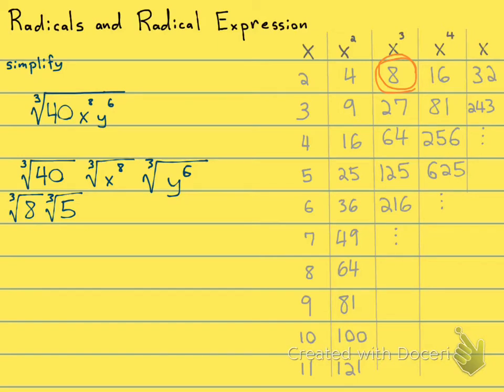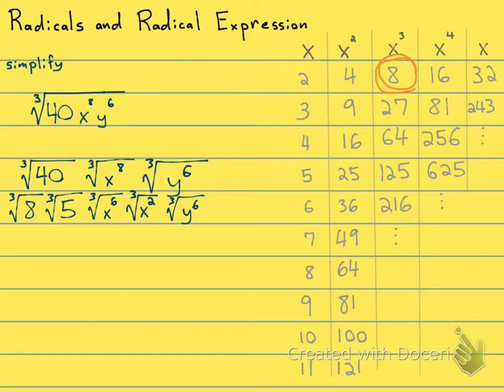All right, and now I'm looking for groups of 3. So x to the 8th, that's not groups of 3, but x to the 6th is. So there's x to the 6th, that's 2 groups of 3. And then what else? 6 and what give me 8? 2. So I took this x to the 8th and I split it up into 6 and 2. And now y to the 6th, well, hey, that's already in groups of 3.